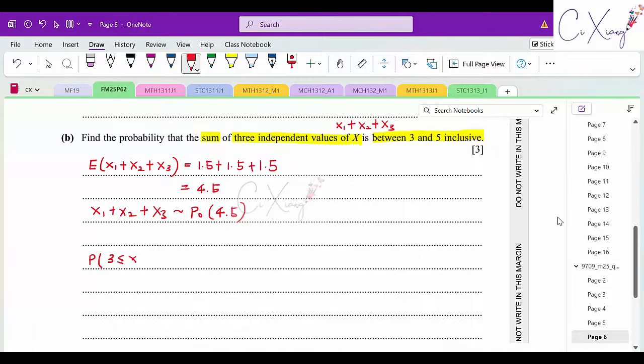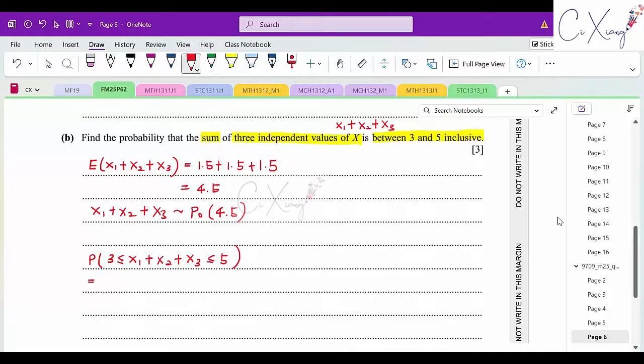Now, according to this question, they want us to calculate the probability that the summation x1 plus x2 plus x3 is between 3 and 5 inclusive. The keyword inclusive means that you have to include the equal sign. So it is between 3 and 5. What does it mean? It means that you need to find the probability for the sum of the 3 x equals 3, the sum equals 4, and also the sum equals 5.